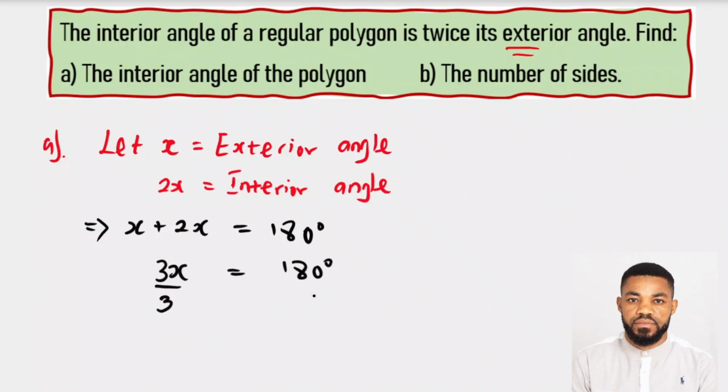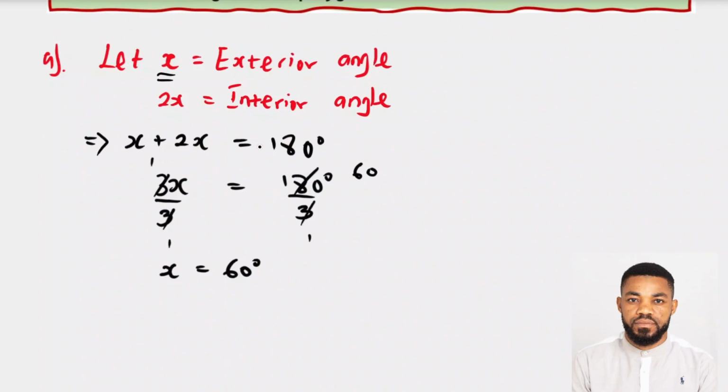So I have to divide here by 3, here too by 3. So 3 goes into 3, it goes here 1. Now 3 goes into 18, and into 180, it goes 60. So that means x is equal to 60 degrees. But we are not done. The question is, we have to find the interior angle. That is A. But x is the exterior angle. So now that we know the exterior angle, the interior angle is equal to 60 times 2. Remember, it is twice the exterior angle. And that will give me 120 degrees. So that's the value of the interior angle.